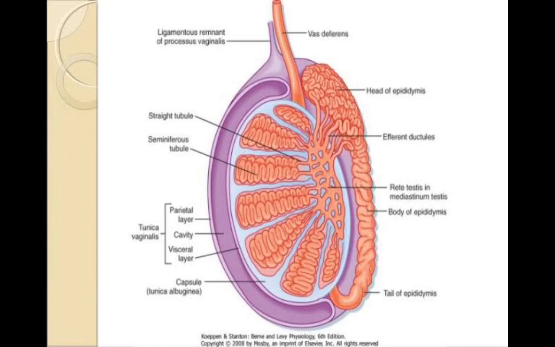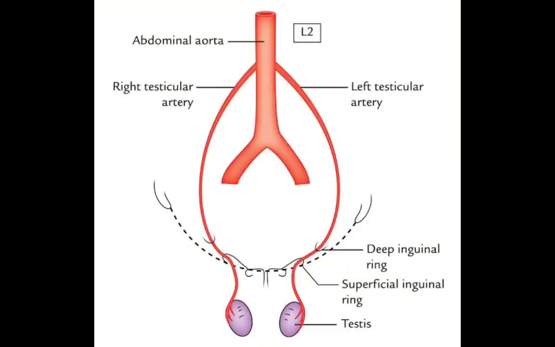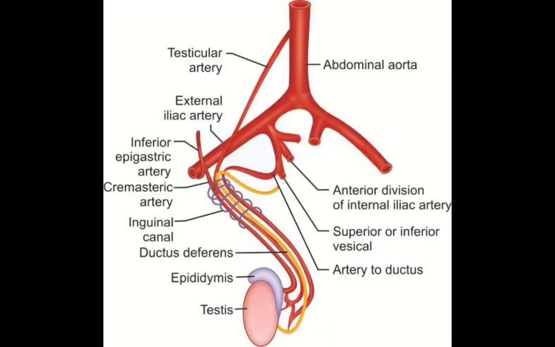The arterial supply of the testis: it is mostly supplied by the testicular artery, which is a branch of the abdominal aorta. And not only that, the testis is partly supplied by the artery to the vas deferens, which is a branch of the superior vesical artery, and sometimes the testis is also supplied by the cremasteric artery, which is a branch of the inferior epigastric artery.